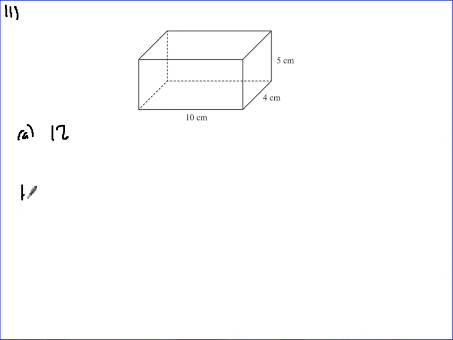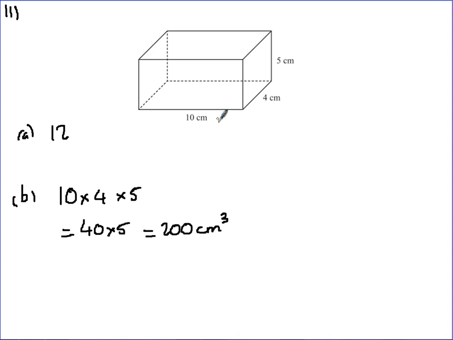Calculate the volume. So the volume is the length times the width times the height. So we've got the 10 times the 4 times the 5. 10 times 4 is 40, and times by 5 gives you 200. Now you must put down centimetres cubed, whatever these units are here, with a cubed on for volume. That's your mark, then your third mark there.